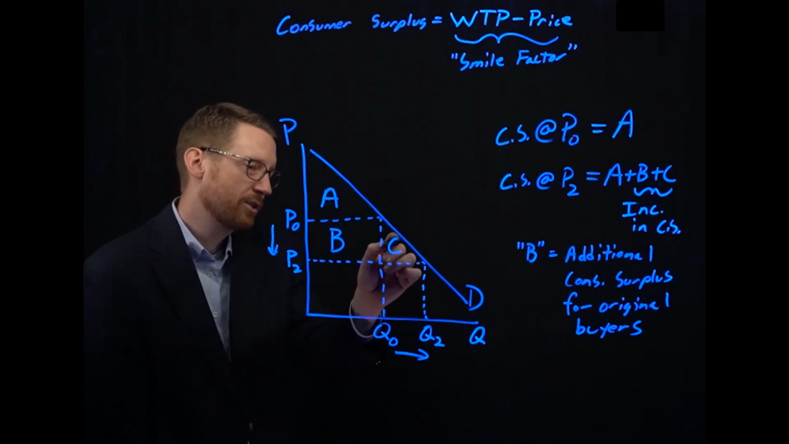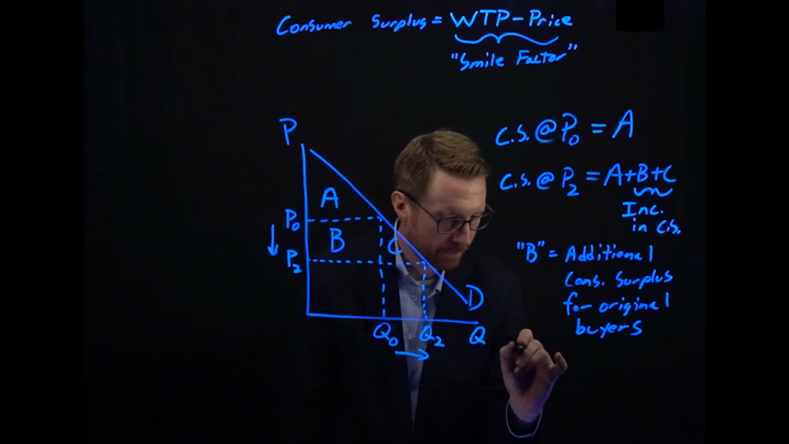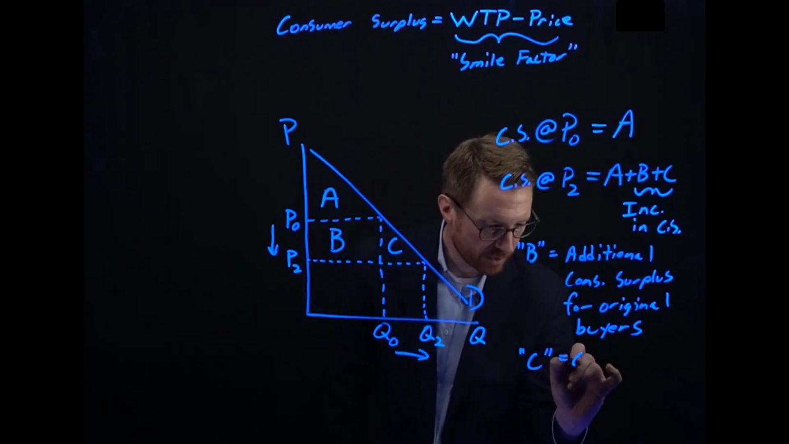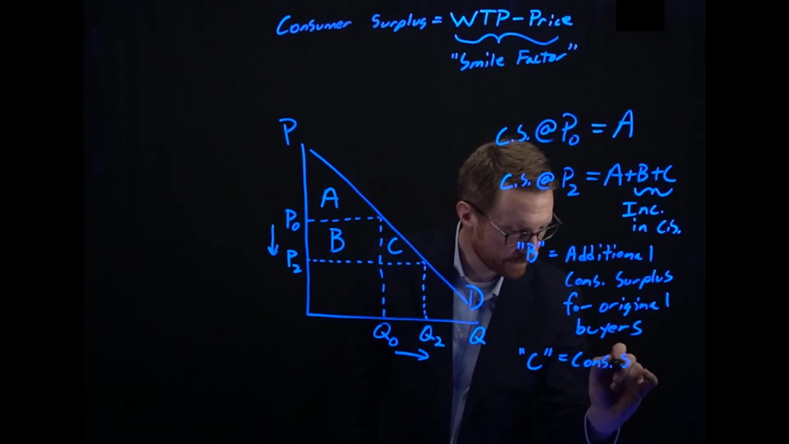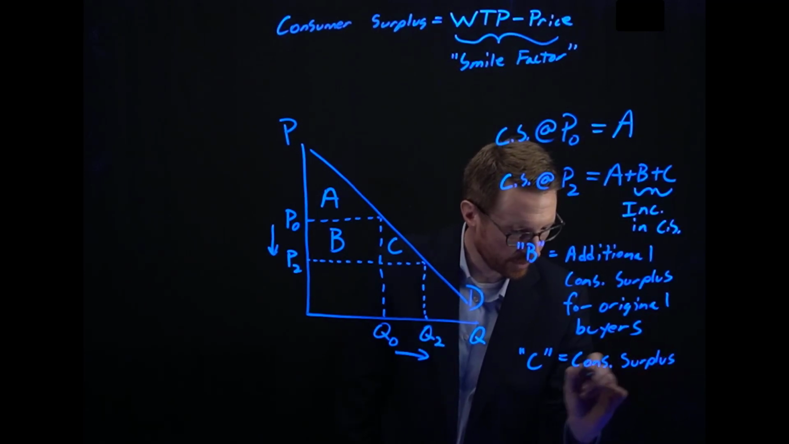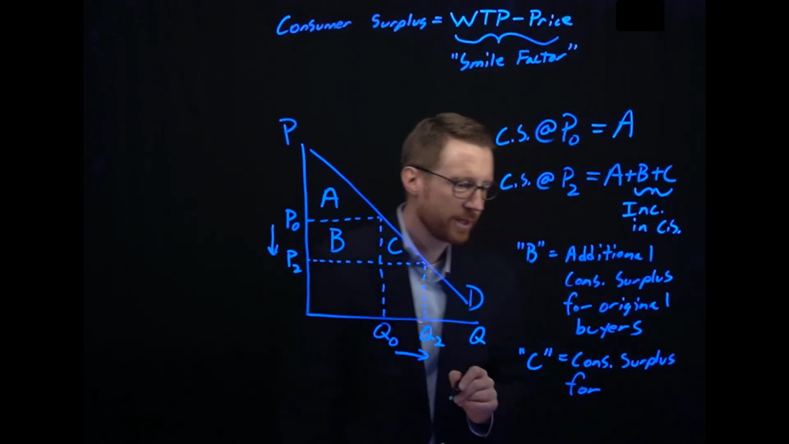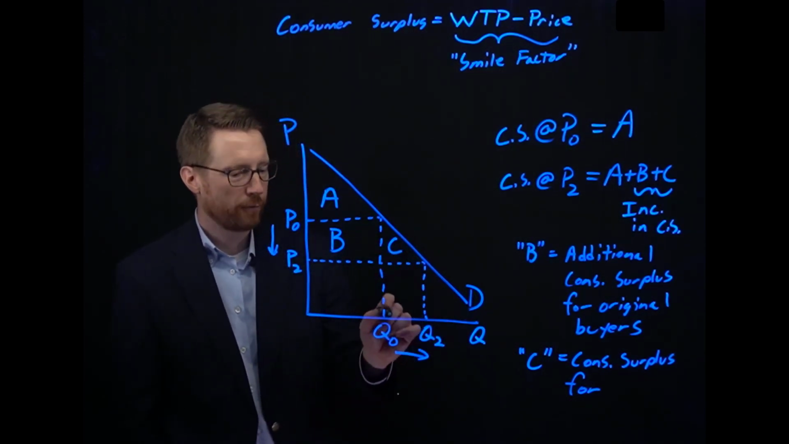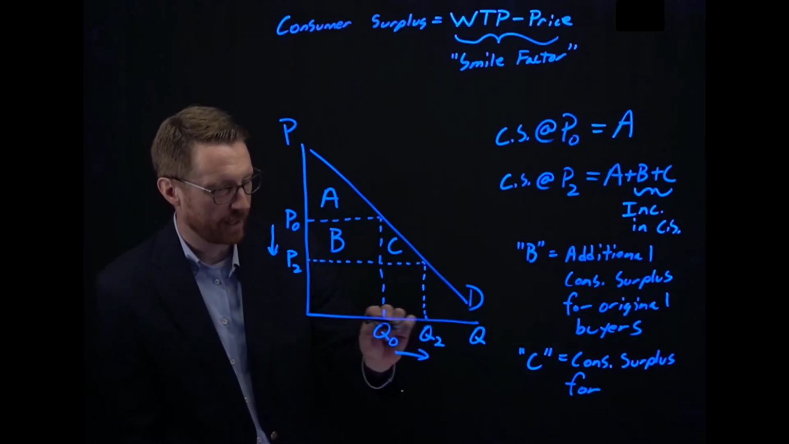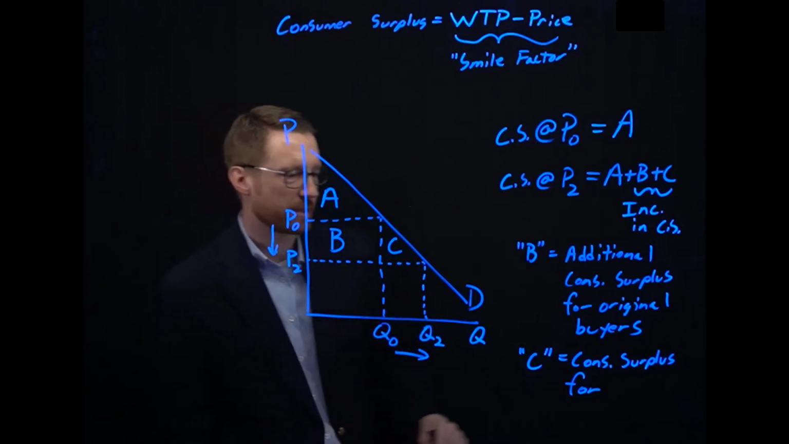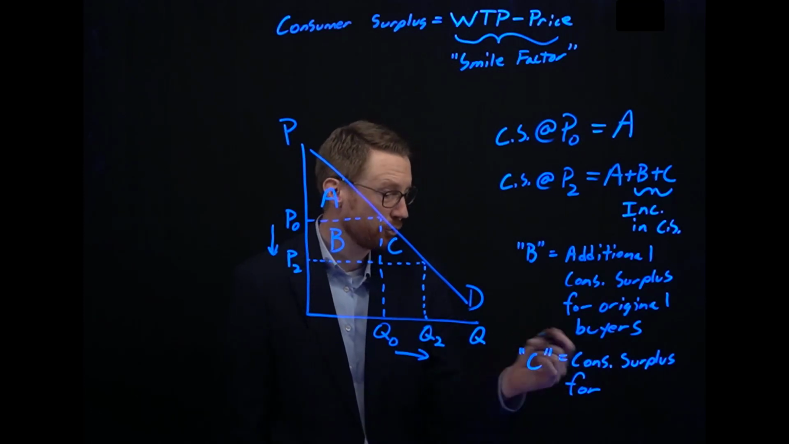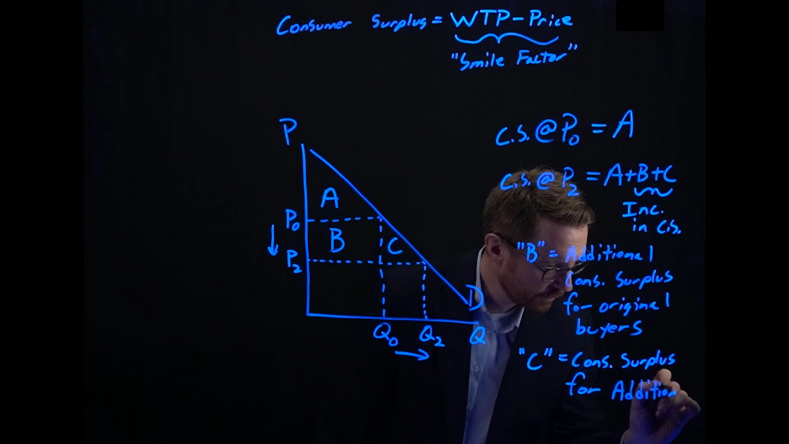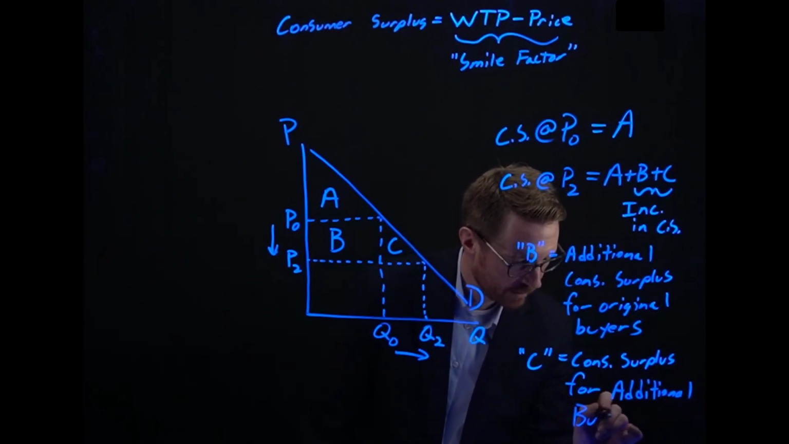But where does this additional gain, area C, come from? What is C? Well, C is the consumer surplus. Consumer surplus for who? This is the consumer surplus for the additional buyers, for this increase in quantity because price decreased. So area C is the consumer surplus for the additional buyers.